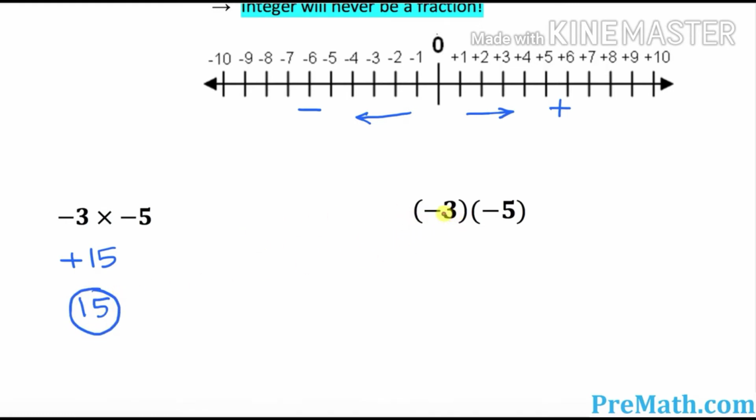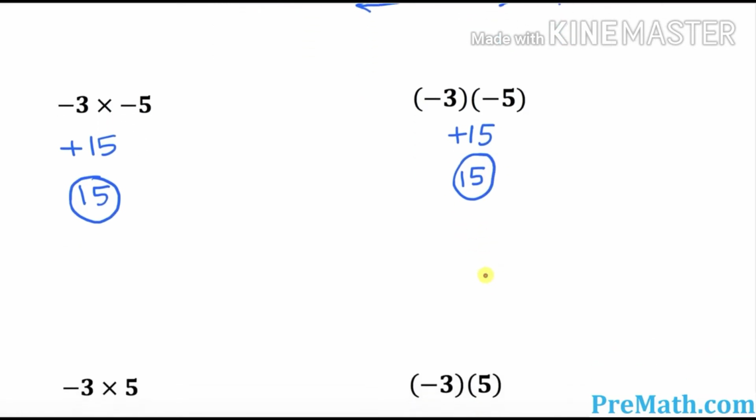Sometimes you might see this kind of example with parentheses. They are the same thing. Negative 3 times negative 5 is going to be positive 15 as well, and positive 15 could be written simply as what? 15. So let's do a few more examples.